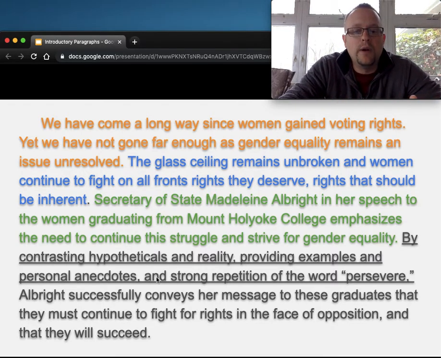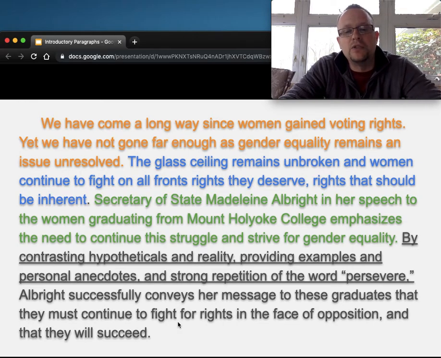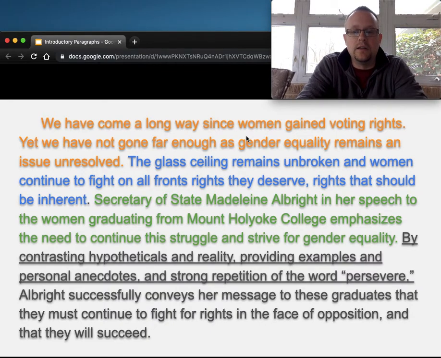Secretary of State Madeleine Albright, in her speech to the women graduating from Mount Holyoke College, emphasizes the need to continue the struggle and strive for gender equality. So that message, the purpose, what she is attempting to accomplish is certainly done there. There is more demonstration of understanding of that rhetorical situation in this introduction, in this paragraph, than what we had in the previous one. You see that we have two sentences here to start off. So 1, 2, 3, 4, and then 5 right here. So it's not that we're writing 10 sentences or whatnot. It's 5 sentences, but they're meaningful, they're purposeful.